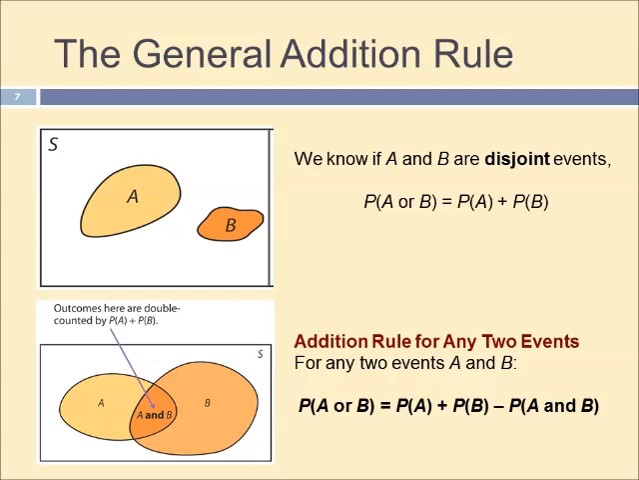So the general rule for any events A and B is the probability of A or B occurring equals the probability of A plus the probability of B minus the probability that they occur together. In other words, the overlap. So we're correcting for double counting there. Notice if events A and B are disjoint, as in the top illustration, then for the probability of A and B occurring, there is no overlap. So that probability is 0. So this rule works in the case where A and B are disjoint as well. That's why we call it the general rule.